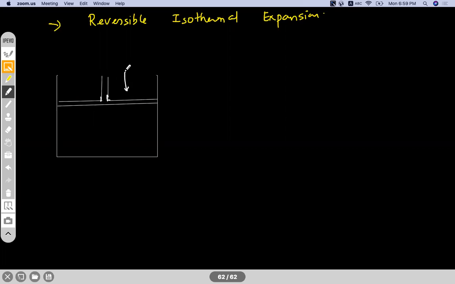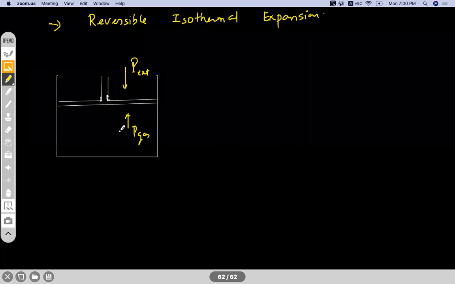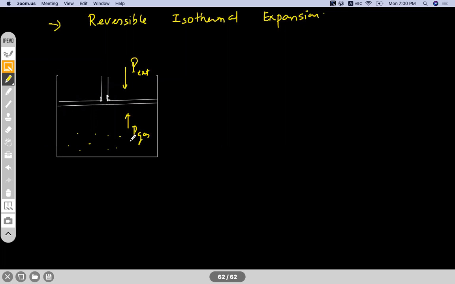This is the P external. This is P external, and this is the pressure of gas. Initially, external pressure is equal to the pressure of gas. P external equals the pressure of gas, which is P, we are assuming, okay? And the piston is static, it is not moving.